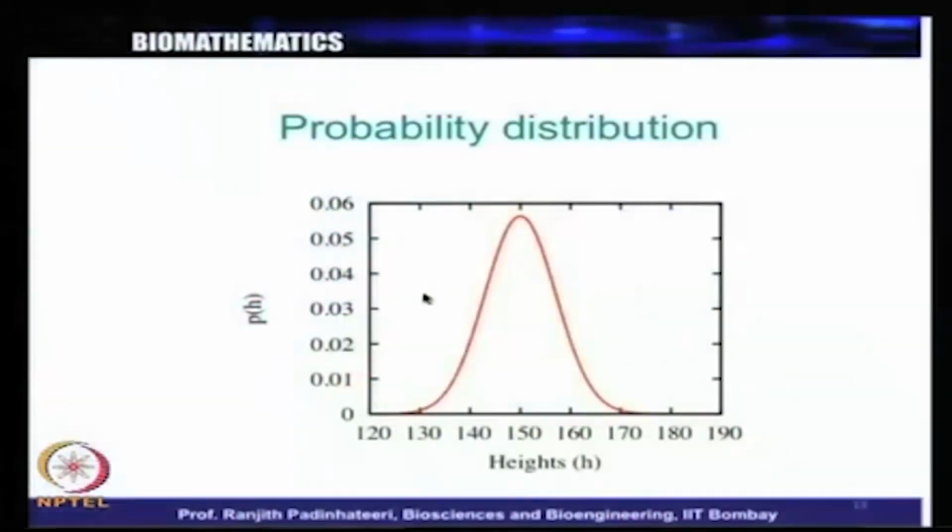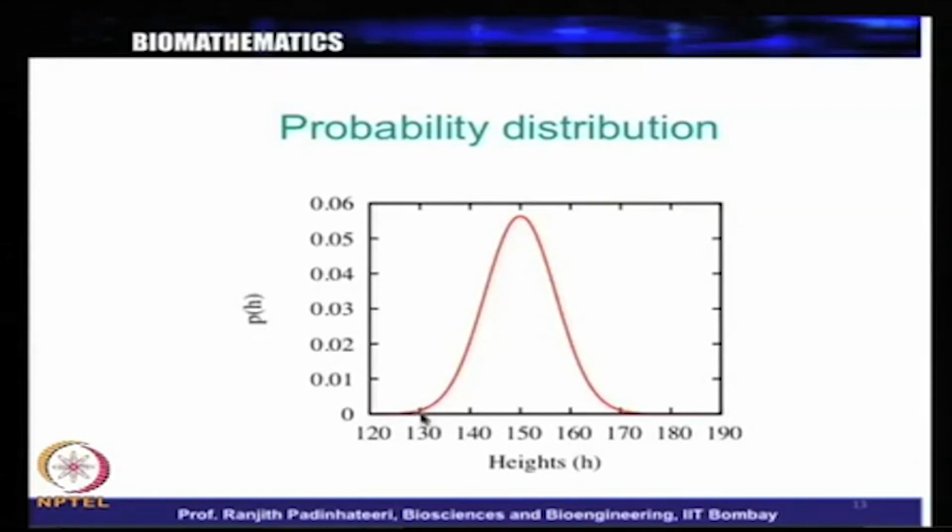It might look like this. So, have a look at this. We can call this probability distribution. What is this? This is a curve which has a peak somewhere around 150. This axis is height, and this axis is probability. So, this is the height h, and this is probability of having height h.